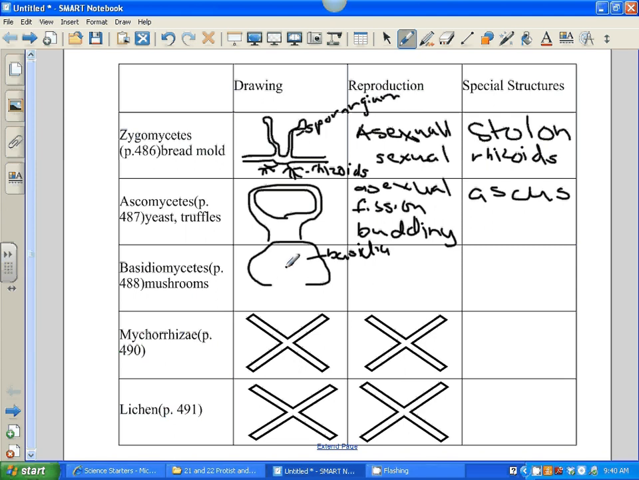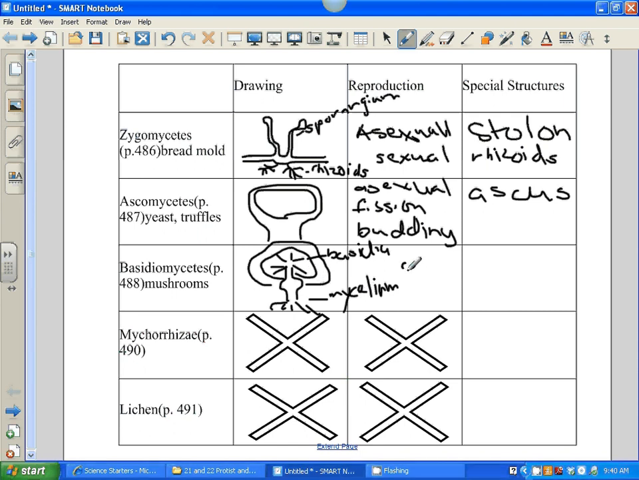We have the stalk that comes down. And we have the mycelium, which are the roots right here. So we'll call those mycelium. M-Y-C-E-L-I-U-M. And then under here, they've got their little gills, and maybe make it look a little bit more like a mushroom to you.